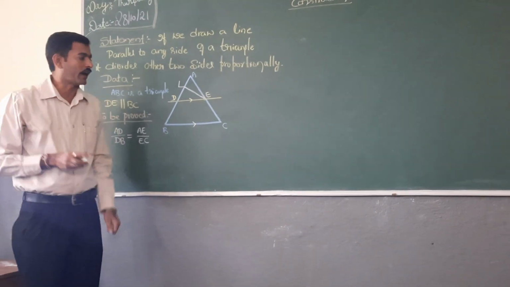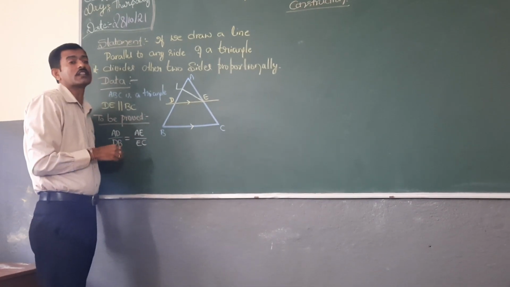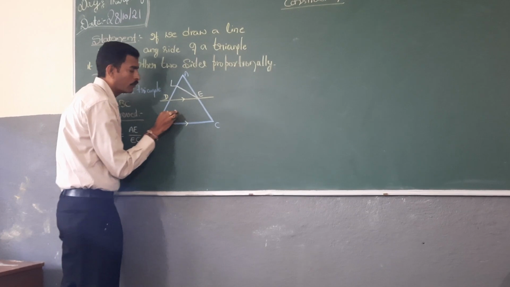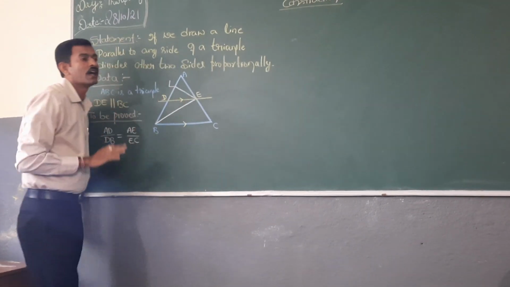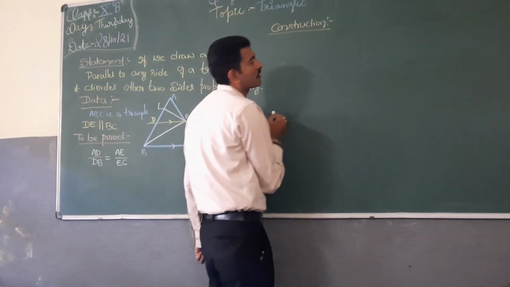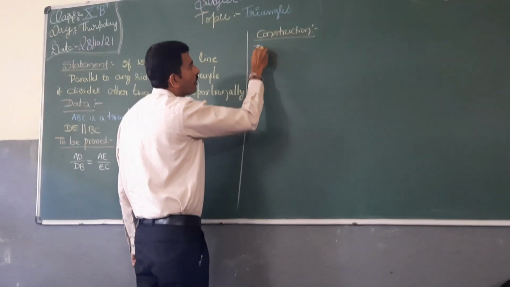Understood, children? Then I need to compare it with another new triangle, so I will take one more. In the first case, I will take this much. What am I doing, children? In the construction part, draw.